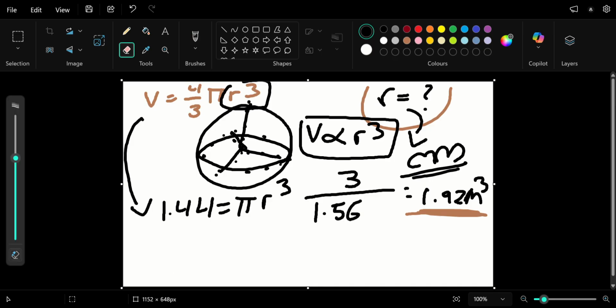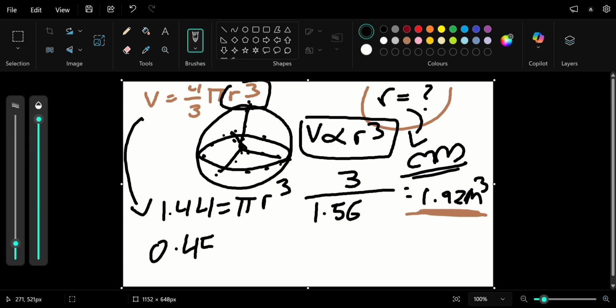And now make more space again. To get r cubed, we just simply do 1.44 divided by pi, and that'll give us a value of 0.458 equals r cubed. So r, firstly in meters, will just be the cube root of that. And the cube root of 0.458 into our calculator, 0.771 meters.